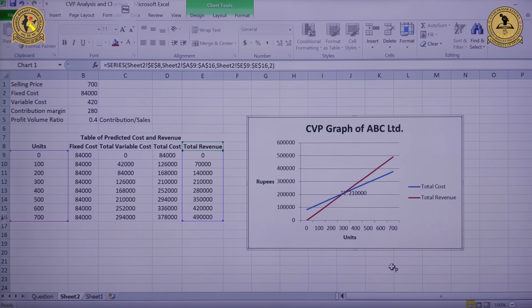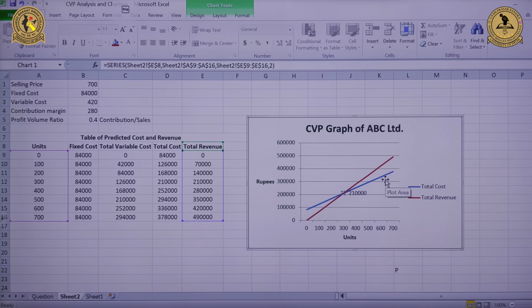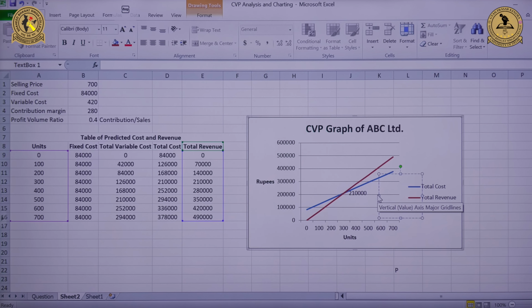So my intersection point is 2,10,000 rupees. Now I also need to insert some boxes. I want to show that the difference between the total cost and total revenue is either the loss or the profit. So again I need to go to insert and then select the text box. Click on it and then this plot area represents my profit.